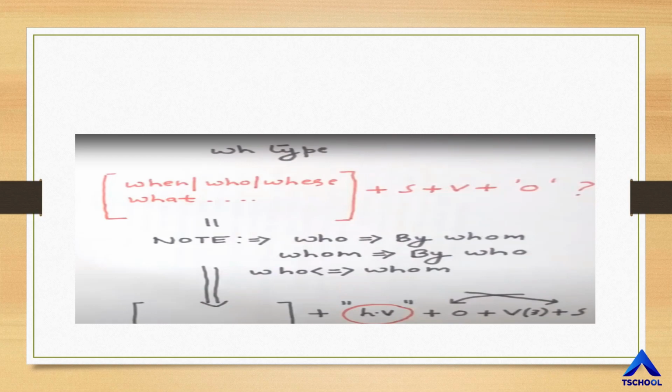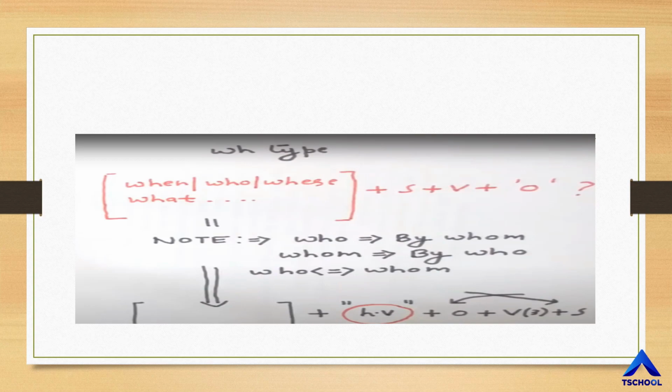Second type, that is the WH type, that is when, who, where, what plus subject plus verb plus object. Again, one important note: if the question starts with who in active voice, it would be changed to by whom, and if the question starts with whom, it would be changed to by who. I'm repeating it again. If in the active voice the question starts with who, it would be changed to by whom in the passive voice of the answer. And if the question starts with whom, it would be changed to by who while changing from active to passive.